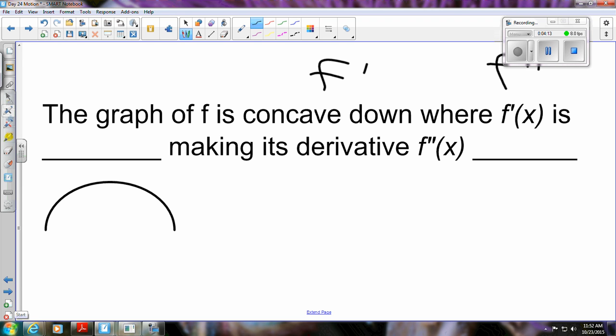So now, if you have a function that's concave down, that's happening because the derivative, as you go left to right, is what? Decreasing. And if the derivative is decreasing, the second derivative must be negative. I guess I should have written less than 0, but that's good. Okay so far? That's the big stuff.